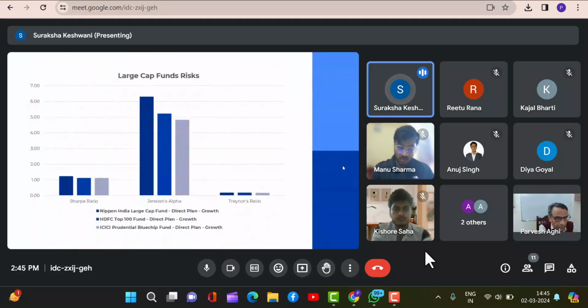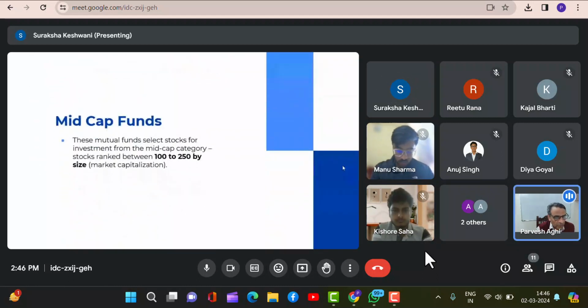Also, if we see about the risks, the risk of all three ratios is greater in the case of Nippon, whereas if we consider all the other shares, these three mutual funds are performing the best. But in these as well, we can see that Nippon has a little bit of a higher edge. Okay, just hold on, come back.